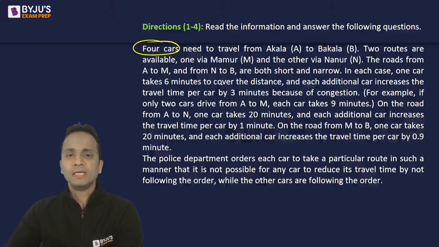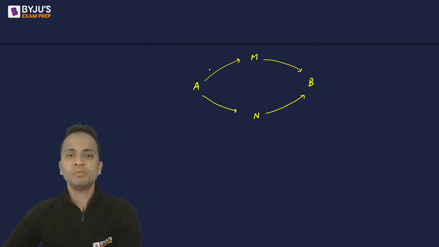Now, the first two roads, the roads from A to M and N to B, each car will take 6 minutes and additionally 3 minutes for every car. So on A to M and N to B, every car will take 6 minutes and each additional car will increase the travel time per car by 3 minutes. So I'll mention it like this.